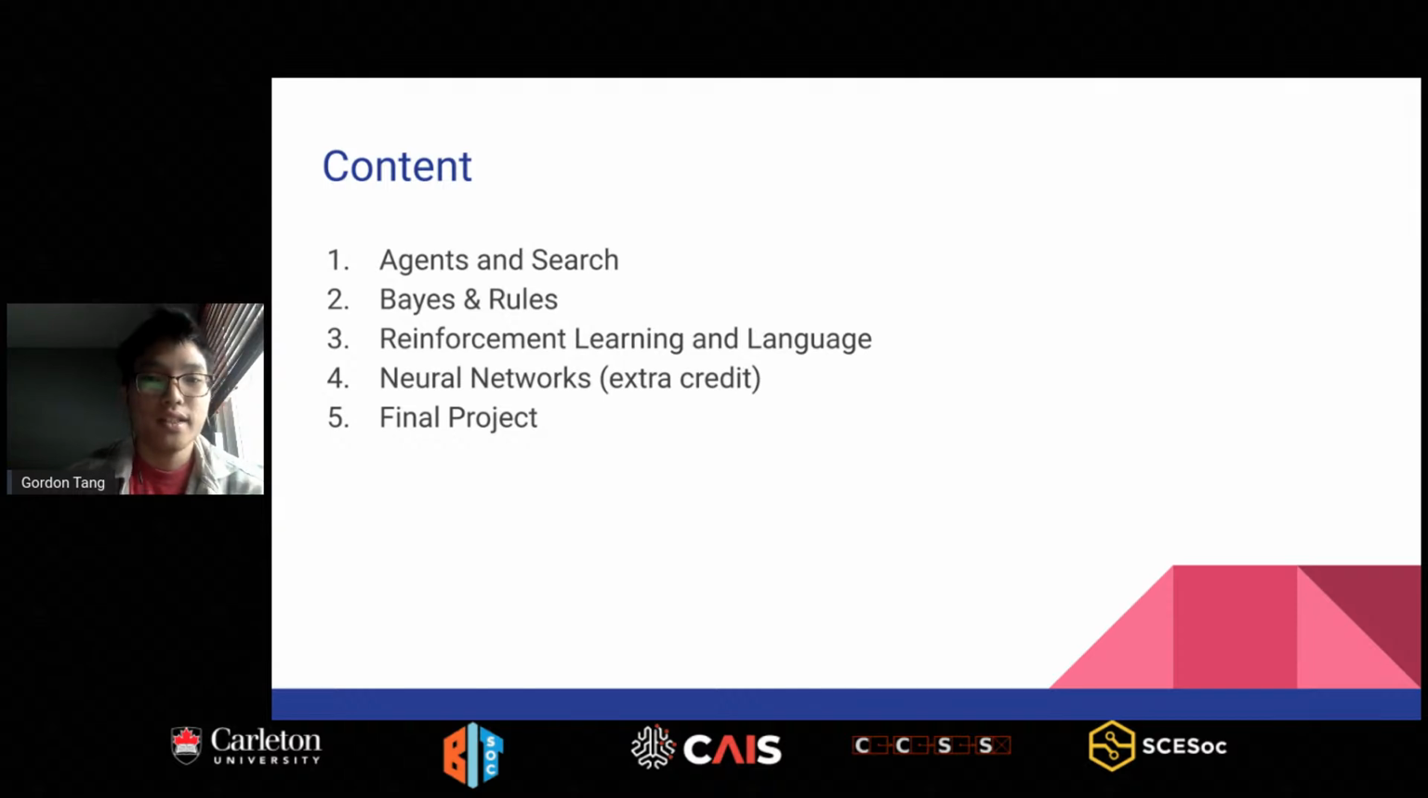So I'll just jump straight into what we covered in Intro to AI. It's broken down into 5 topics. The first one is agents and search. The second one's Bayesian rules. The third is reinforcement learning and language. The fourth one is neural networks. And the fifth one's the final project. What's interesting here is that neural networks wasn't really a component in itself because there's a fourth year version of the course. So it's an extra credit component, and we only had one class on it, just so we have an idea of what it is before we take the fourth year version.